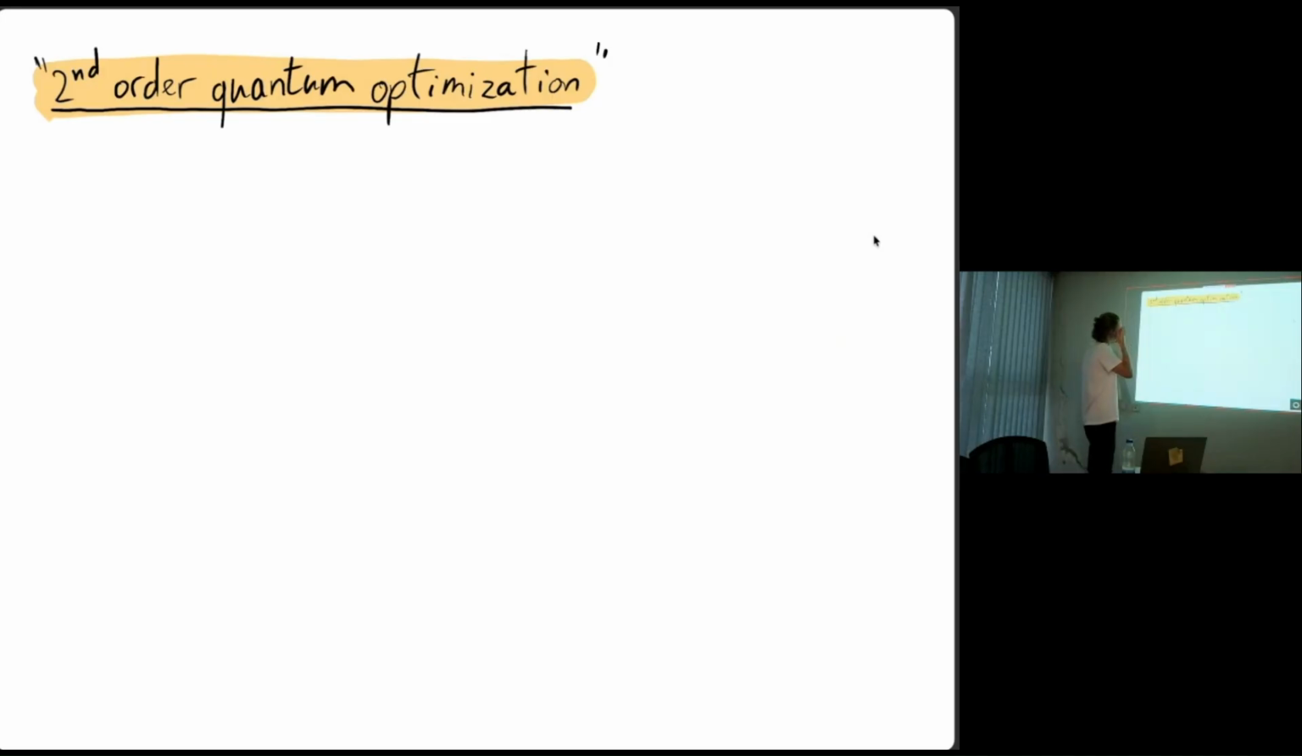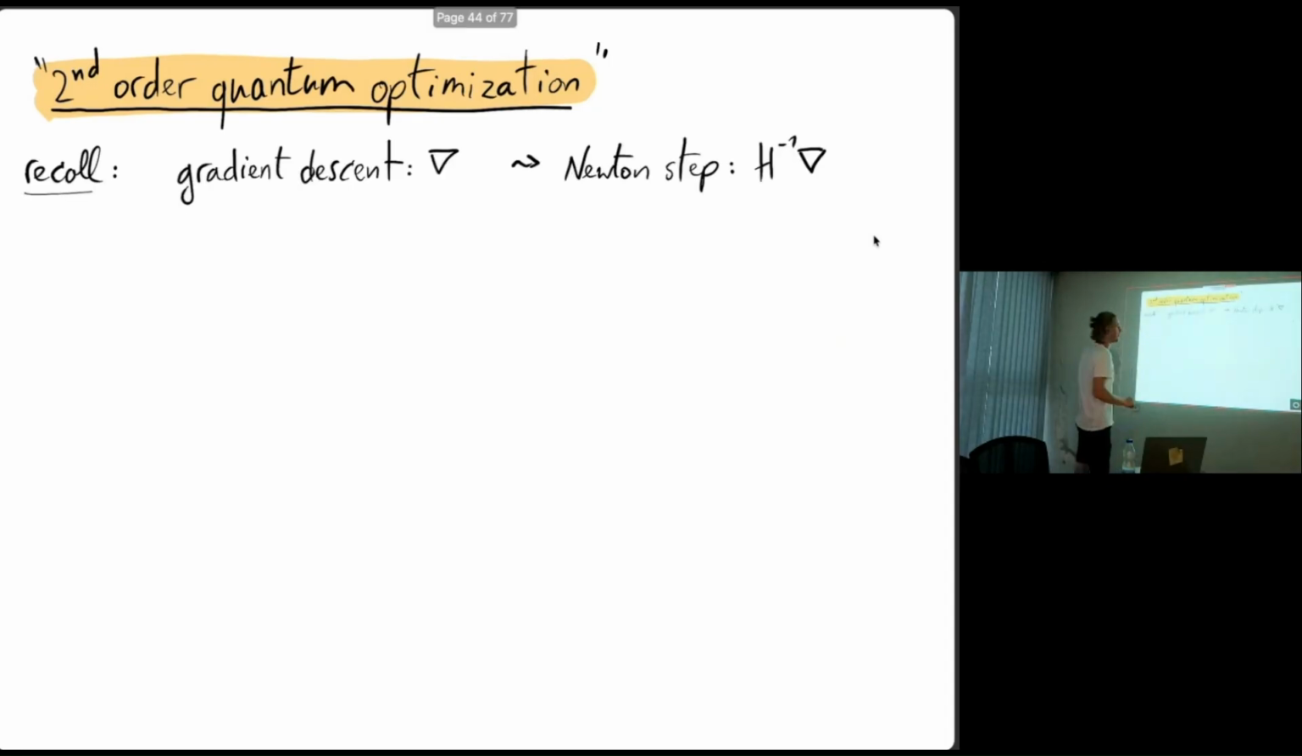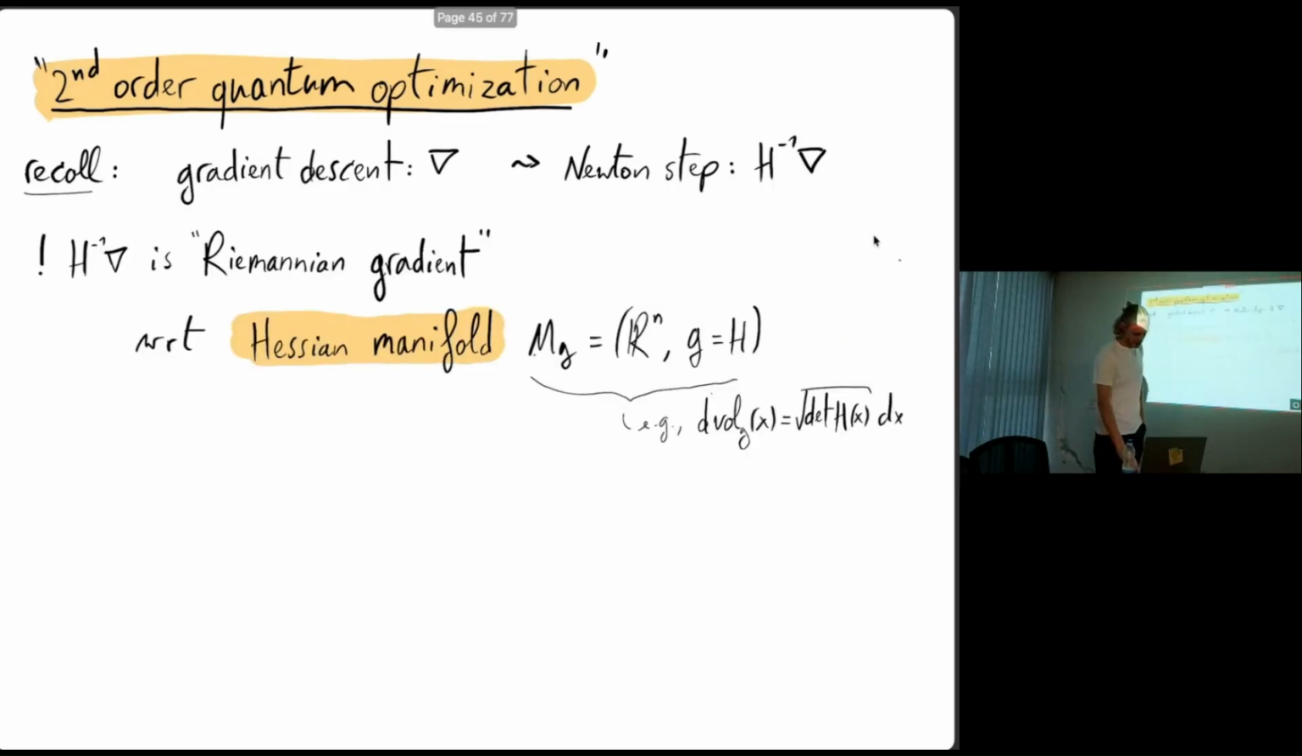Okay, so turning to second order quantum optimization, what could that be, right? What we did in the classical setting is we replaced this gradient by this rescaled gradient, the gradient multiplied with the inverse Hessian. If you squint at it the right way, and I guess some people already mentioned Riemannian manifolds, it's even easier to argue that you can think about this as the Riemannian gradient.